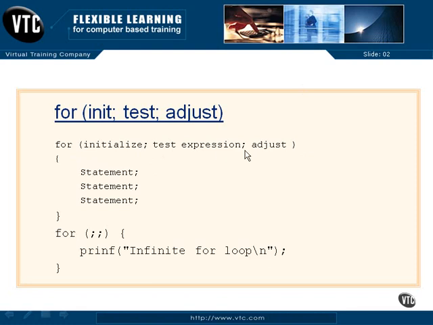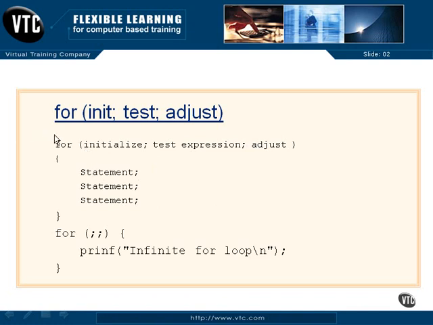We then test to see if we should continue to perform the loop, and then we adjust our counters or values or perform some other piece of work here in the adjust section, and then come back and test again. If the test is still working, or is still non-zero or true, then we perform the statements, do the adjust, and keep going through this. The initialize part is only done right at the beginning of the for loop.